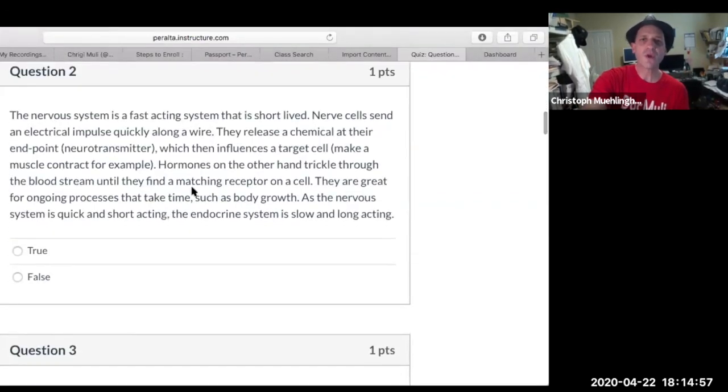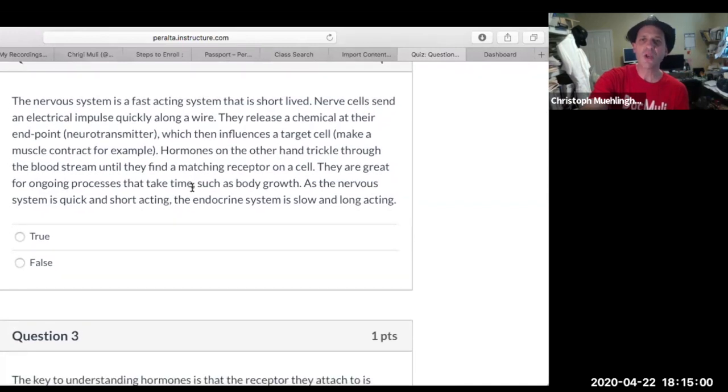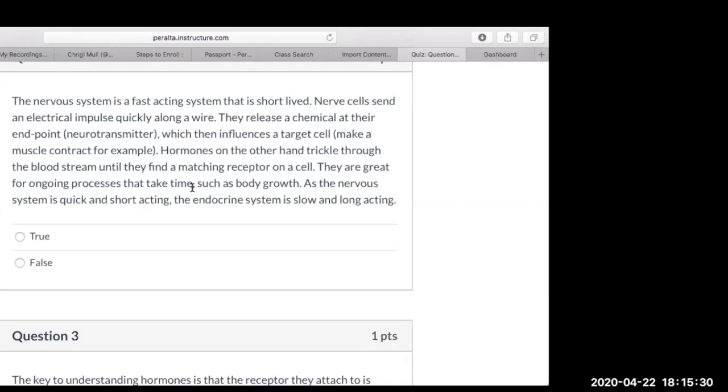Question 2. The nervous system is a fast-acting system and short-lived. Nerve cells send an electrical impulse quickly along a wire. They release a chemical at their end point, which then influences a target cell. Hormones, on the other hand, trickle through the bloodstream until they find a matching receptor on a cell. They are great for ongoing processes that take time, such as body growth. As the nervous system is quick and short acting, the endocrine system is slow and long acting. Is this correct or incorrect? Correct. Correct. Good, I got you, Chris.